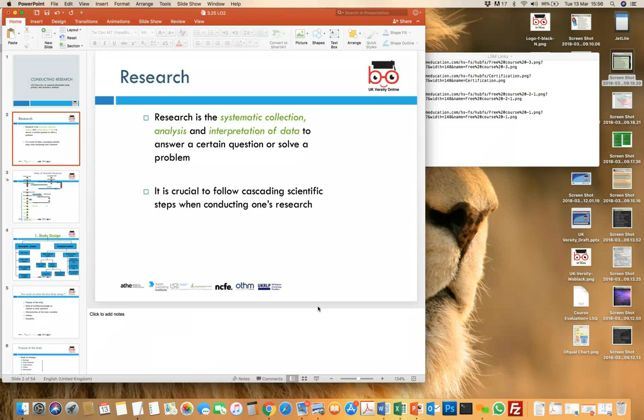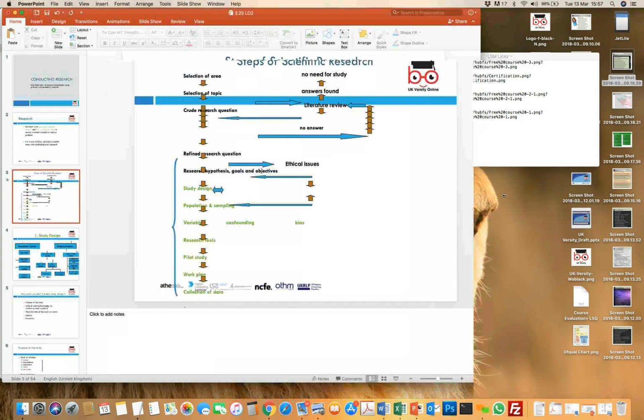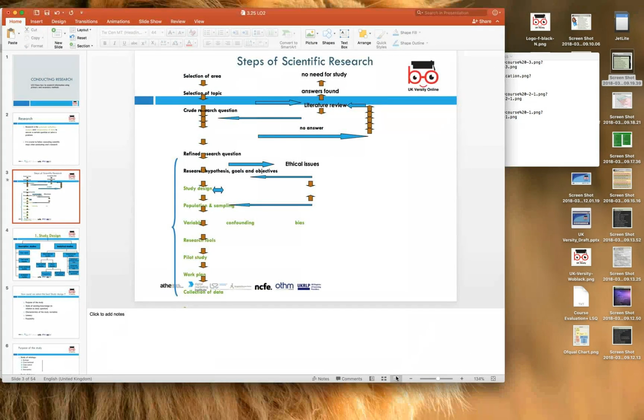Okay, so research, we've done the definition of research, talked about the systematic collection, analysis, and interpretation of data to answer a particular question or solve a particular problem. You're clear with that? Yeah. Now, this bit is the process through which we look at, and I'm going to do a full slide so you understand this.